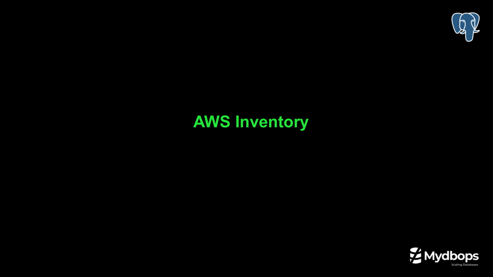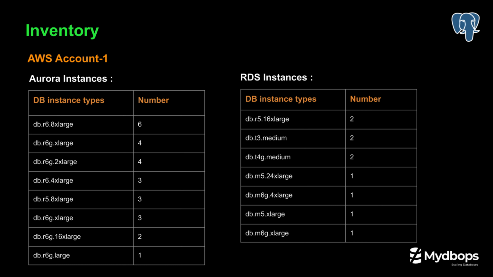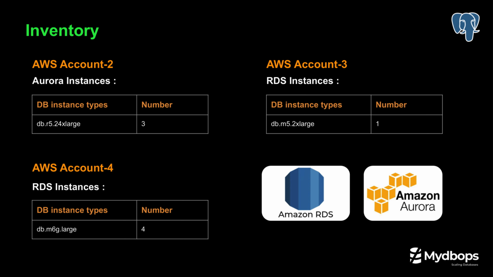Firstly, coming to the AWS inventory. Our customer had 4 different AWS accounts, and the following hardware was part of the AWS PostgreSQL inventory, which was being used by multiple apps and services. The inventory included both RDS as well as Aurora instances, and as per our initial analysis, over provisioning was very noticeable here.